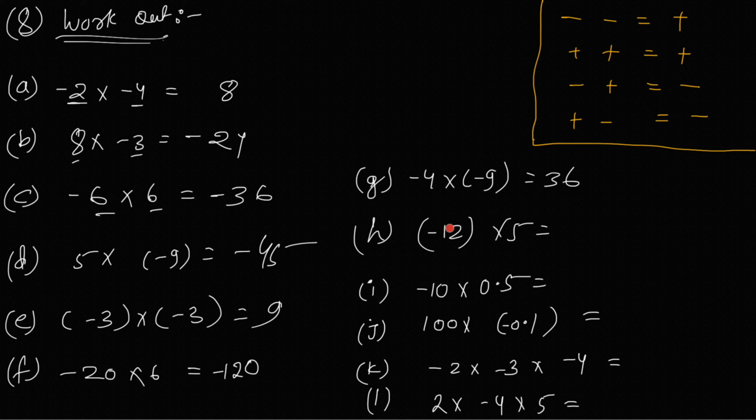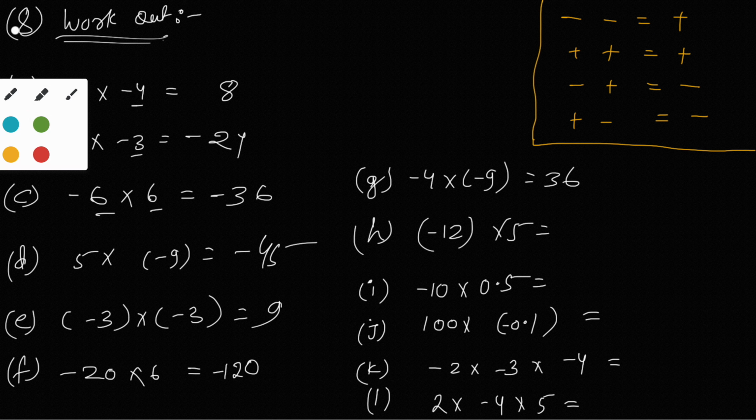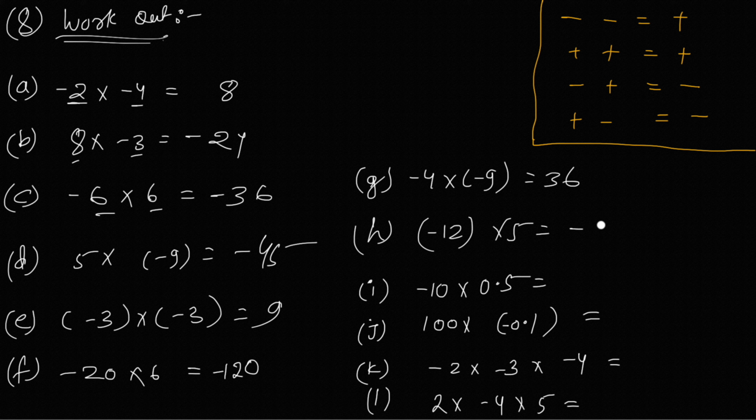Here negative and it's a positive, negative positive is negative, so just write negative. 12 times 5 is 60. Now here multiply 10 times 0.5, so it will be 5 and it's a negative number. Okay, now next is 100 times 0.1, it will be 10, and it's a positive and a negative, so positive and negative is negative.